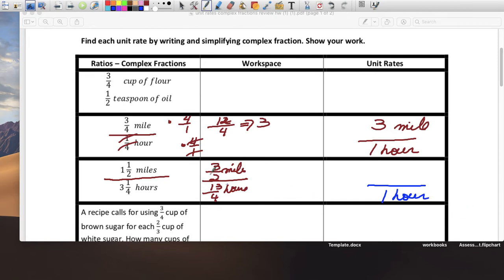So it's much easier if it's in an improper fraction. And we're going to multiply that by 4/13, right? And we're going to do the same thing on the top and multiply that by 4/13. At the bottom, everything crosses out and it becomes 1, right? So 13/4 times 4/13 is going to give us that 1 hour that we're looking for. And on top, 3/2 times 4/13 is going to be, let's see, 6/13 mile. All right, and that's our answer.